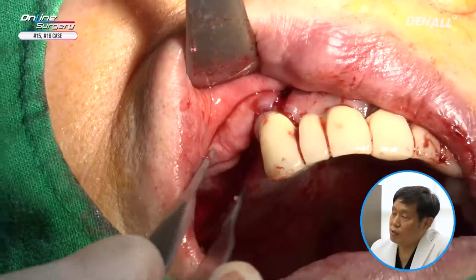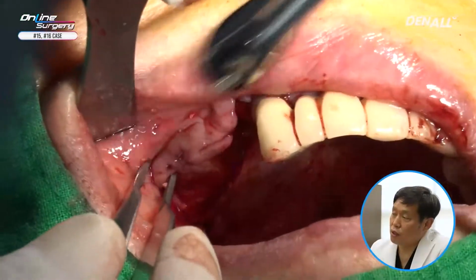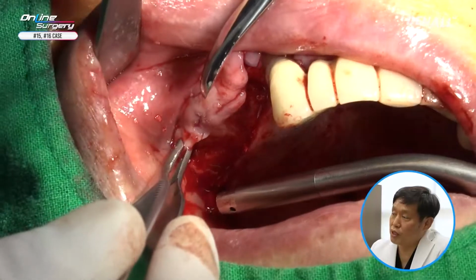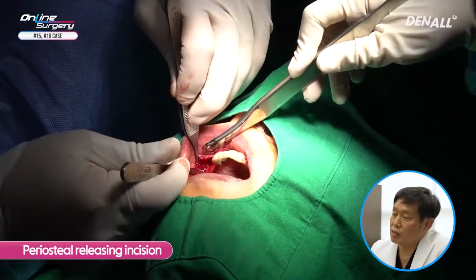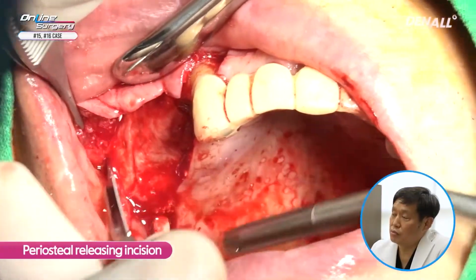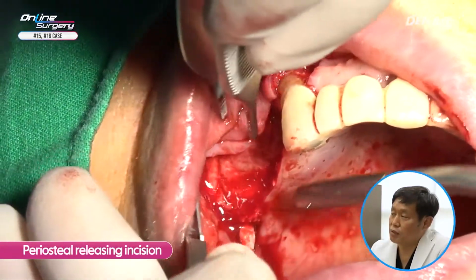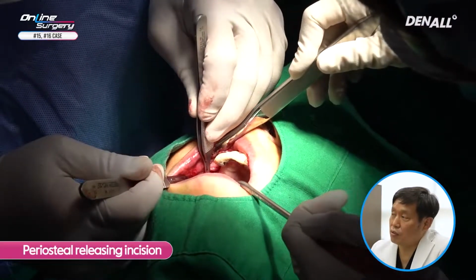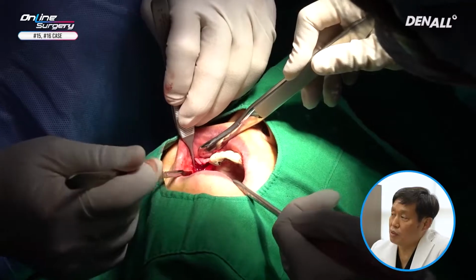Flap is being pulled on the distal side. Because we did augmentation, we can see it's quite lacking. Periosteal releasing incision is made. You can see that the flap can be closed tension-free.